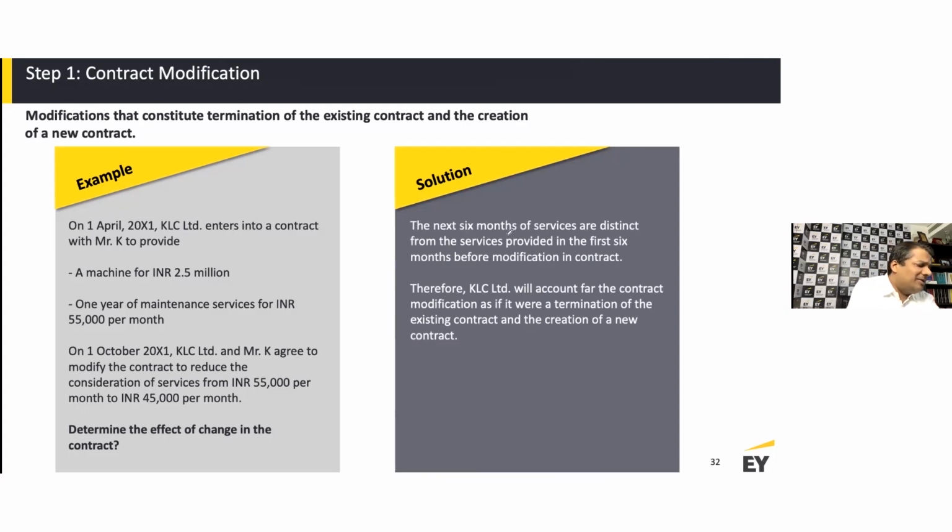The next 6 months of services are distinct from the services provided in the first 6 months before modification. In a maintenance contract, every month, in a way every day, one can articulate as a distinct performance obligation. But they are similar, and they get aggregated from a revenue recognition perspective. So if your 6 months have elapsed, whatever you've recorded is done and dusted. So the new contract you want to record on a go-forward basis.